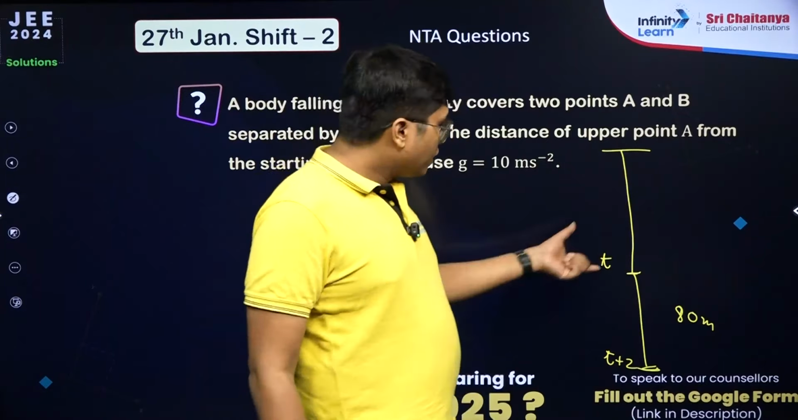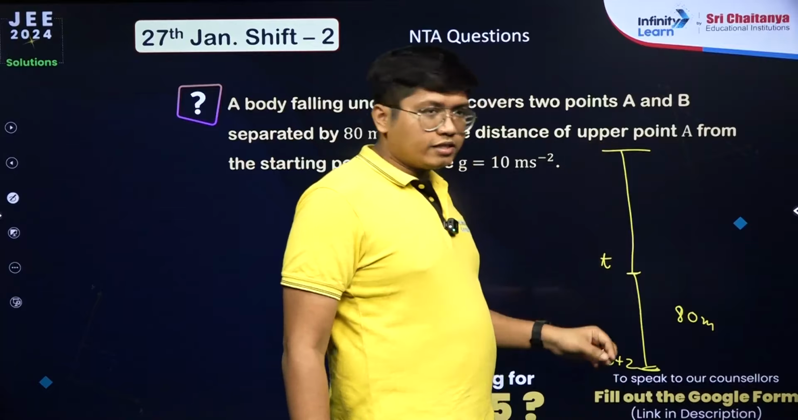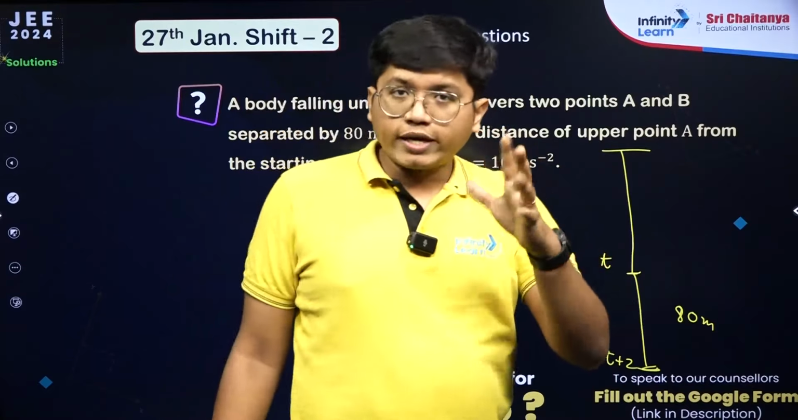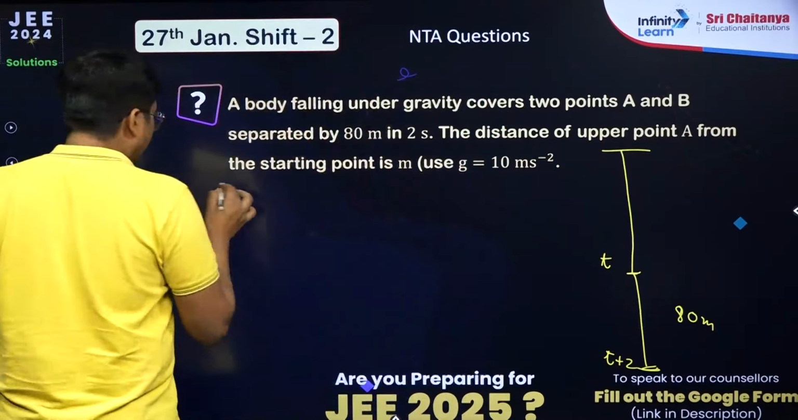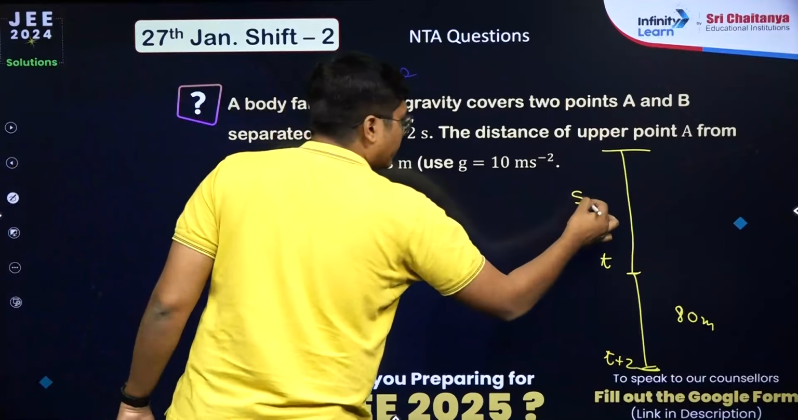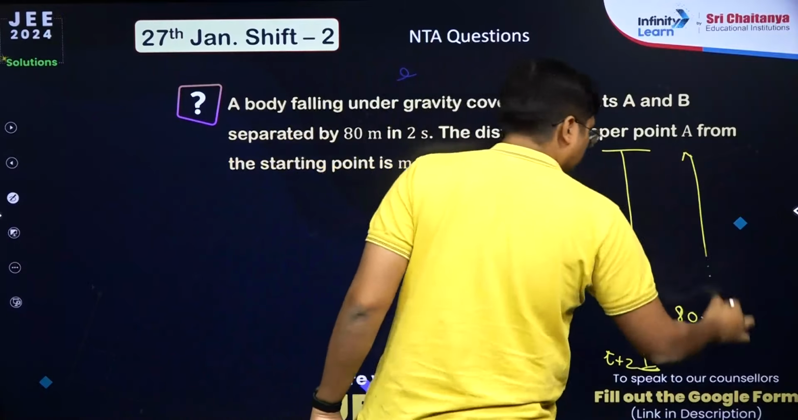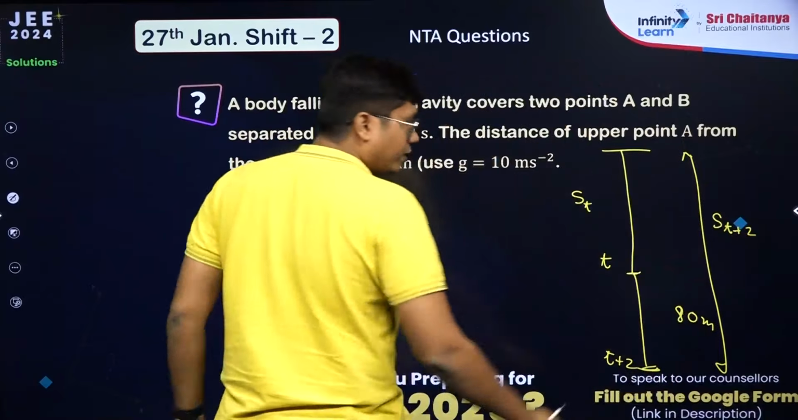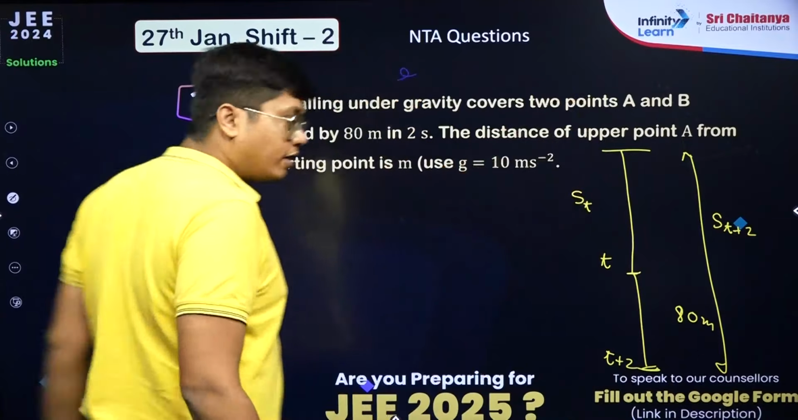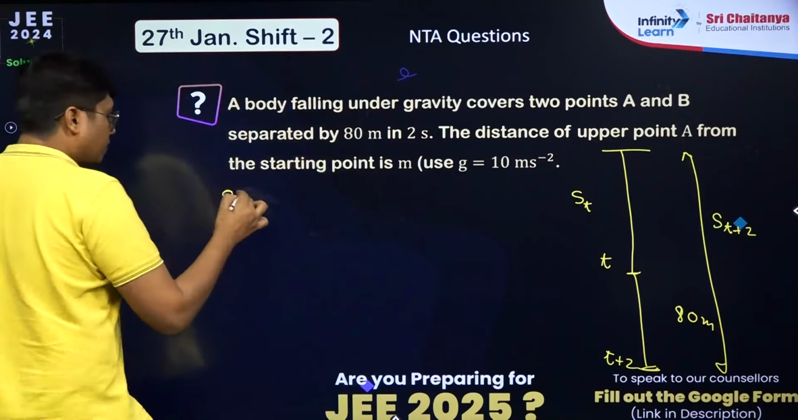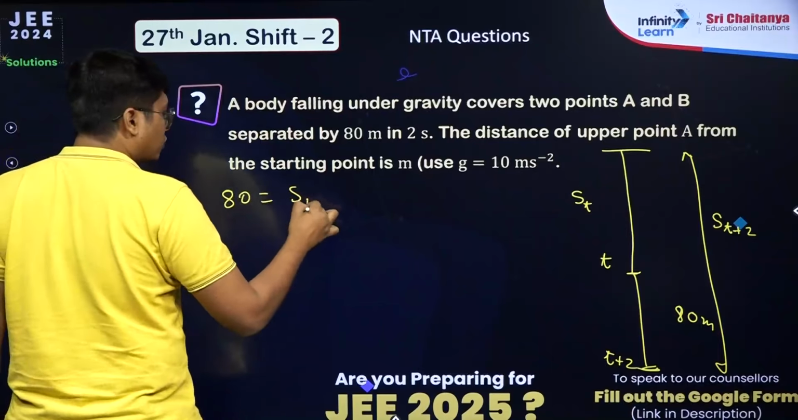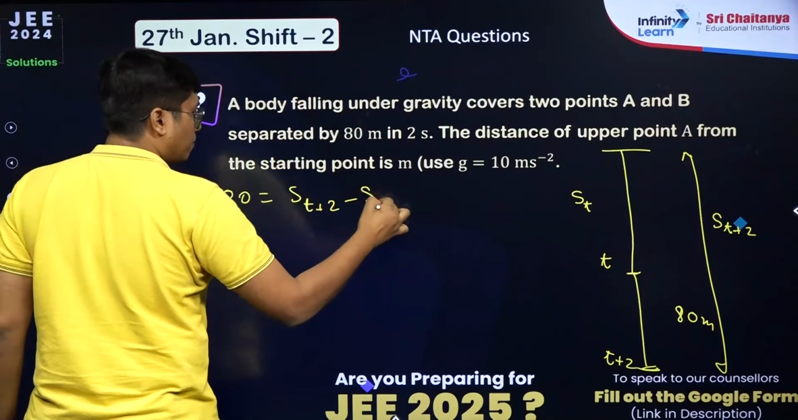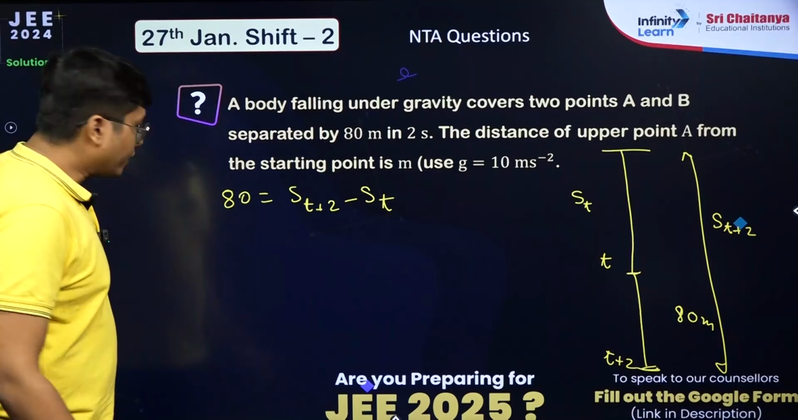How do you do it? See, it's released from rest, so initial speed u is 0. Let's call this S of t, and let's call this S of t plus 2. So total distance traveled in t plus 2 seconds, total distance traveled in this. So the 80 meter is technically S of t plus 2 minus S of t, the distance traveled in t seconds.